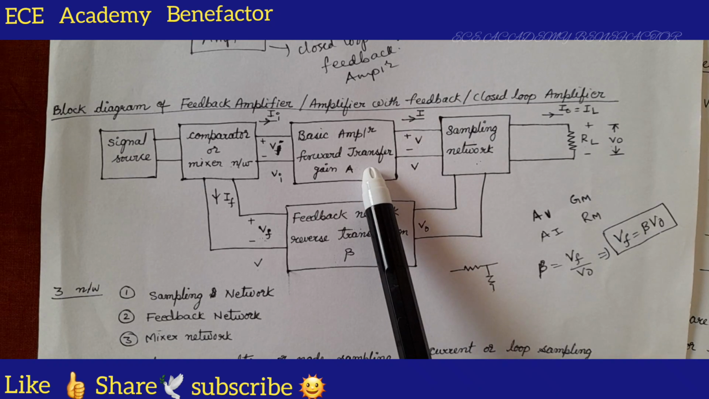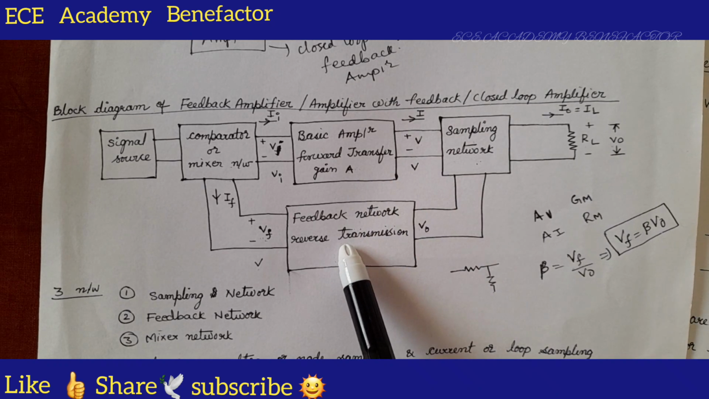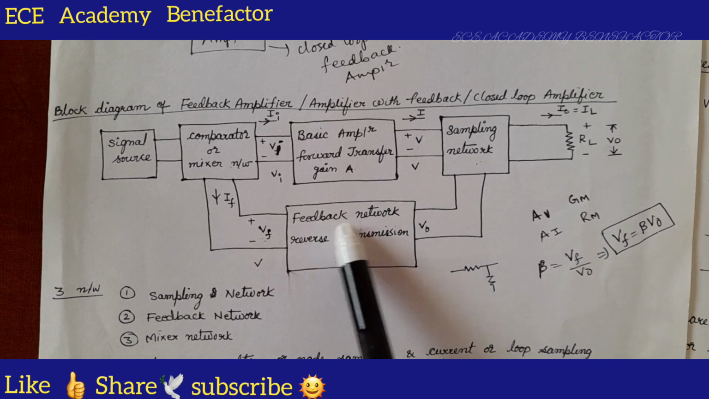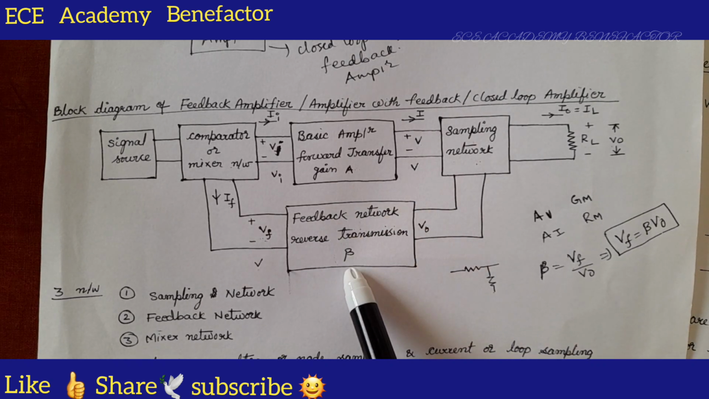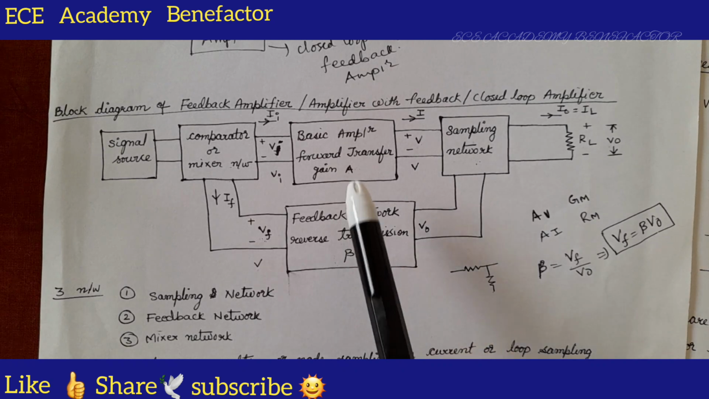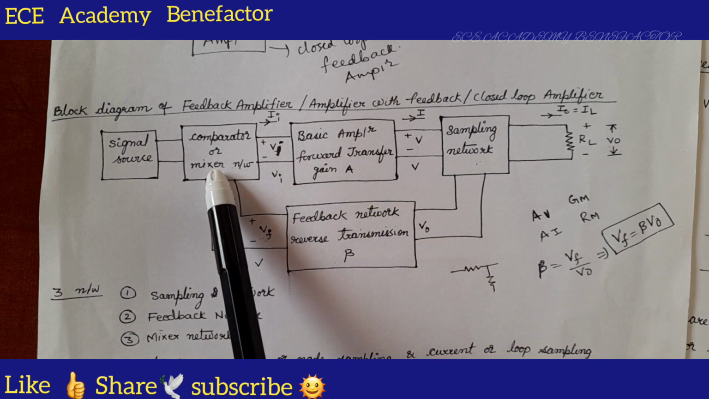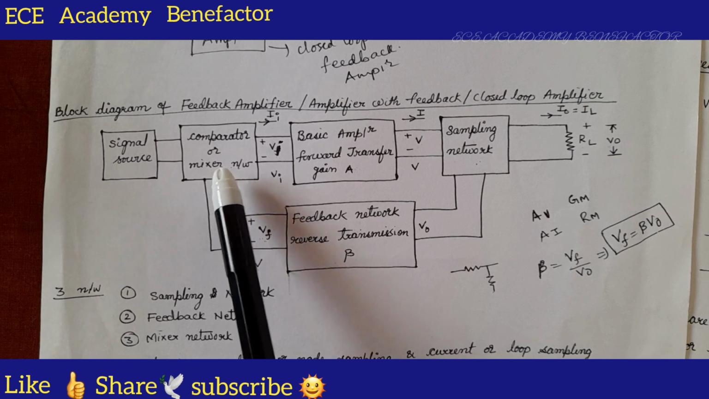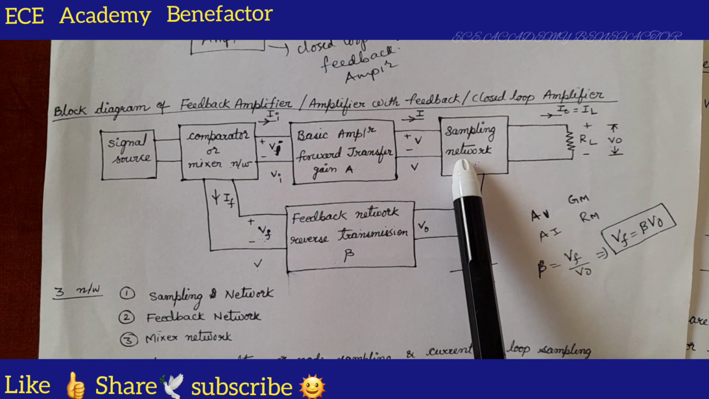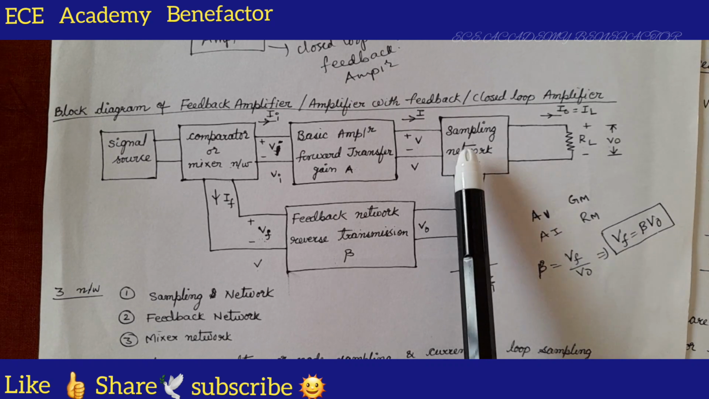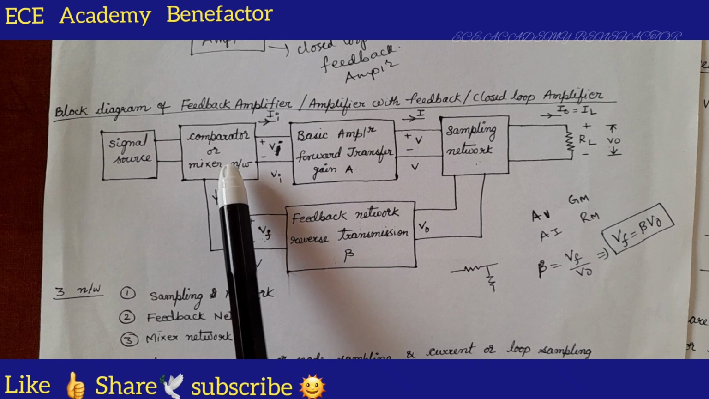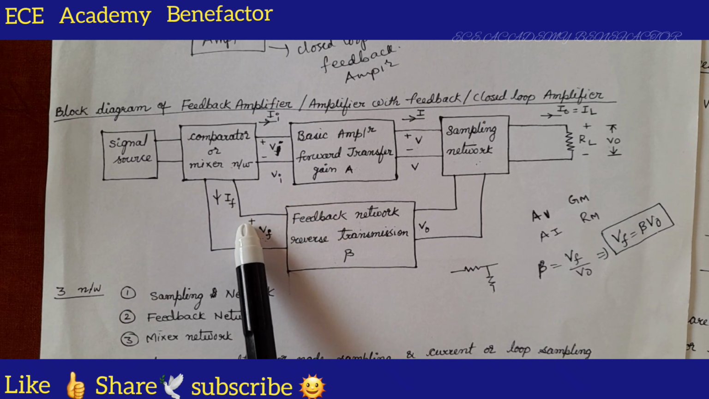An amplifier of gain A, and a feedback network of feedback ratio beta. At the input side of the amplifier we connect a mixer, at the output side of the amplifier we connect a sampling network. So, in this class we will be seeing about the sampling network and the mixer network of a feedback amplifier.